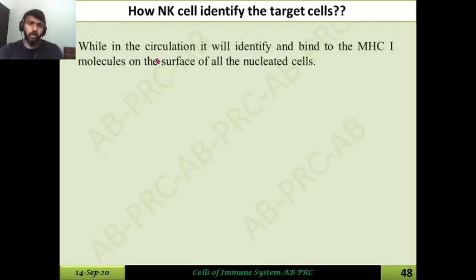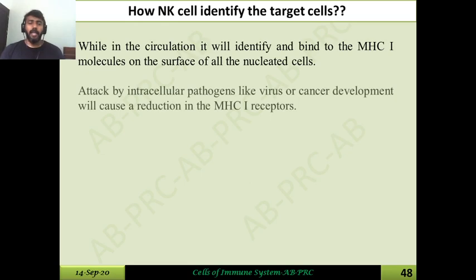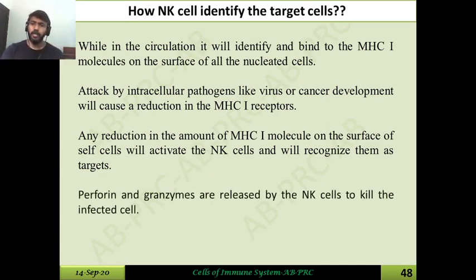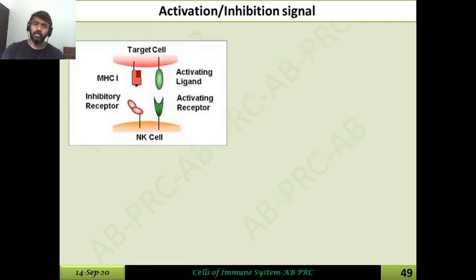So the same story is explained here. While in the circulation, for the first mechanism, it will identify and bind to the class 1 MHC molecule on the surface of all nucleated cells. This is the first point. Then attack by an intracellular pathogen like a virus, or a cancer development, will cause a reduction in the class 1 MHC, right? Then this reduction in MHC concentration on the surface of the cell will activate the NK cells, and that leads to the target being set, right? Then automatically there will be secretion of chemicals to destroy this targeted cell.